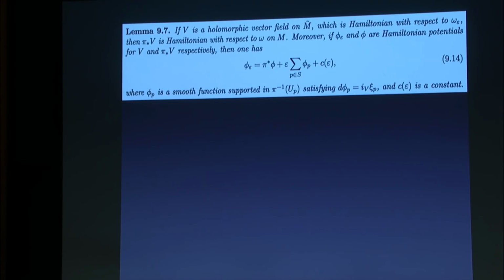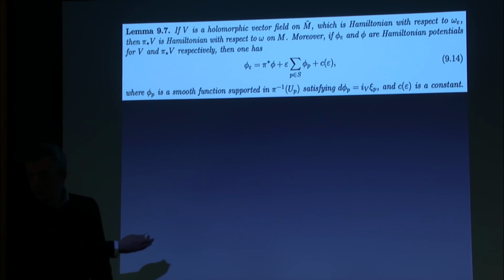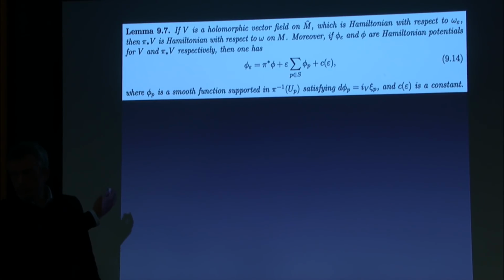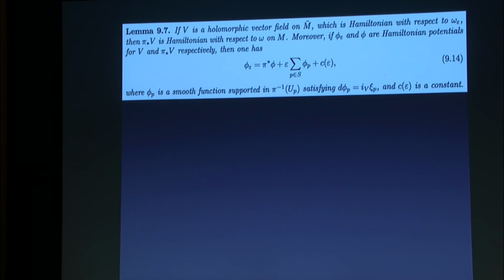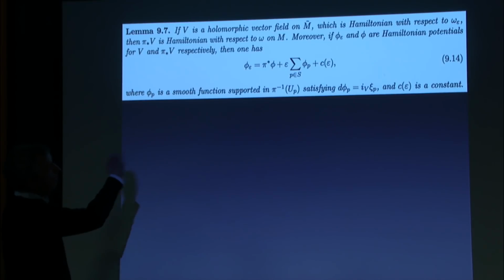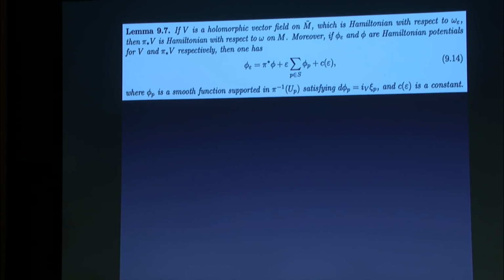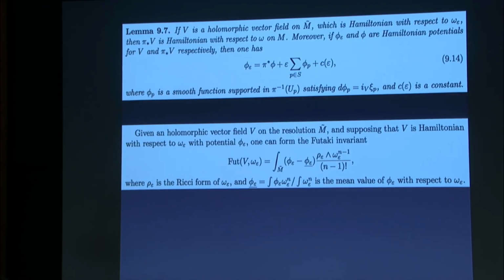Okay, and then there is this parameter epsilon in this gluing construction. So here, the point is to expand all the objects in epsilon and to see what's going on. The first thing you have to expand is actually these functions in the kernel of the linearized operator, so the Hamiltonian potentials of the holomorphic vector fields. First you need a nice correspondence between holomorphic vector fields and Hamiltonian holomorphic vector fields, and then you need to understand how the Hamiltonians behave under this construction and how they vary by epsilon.